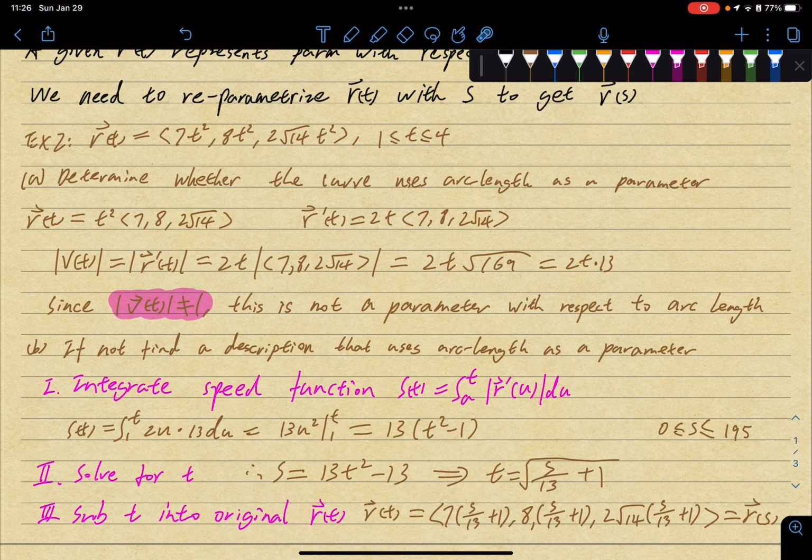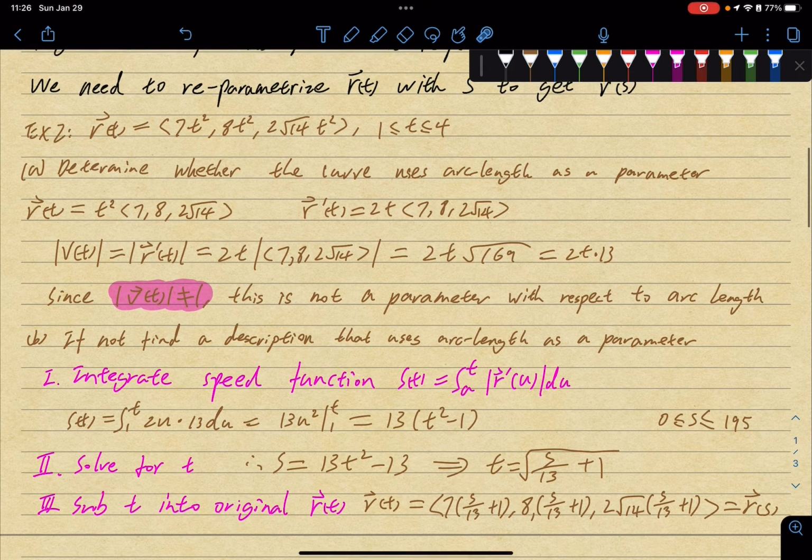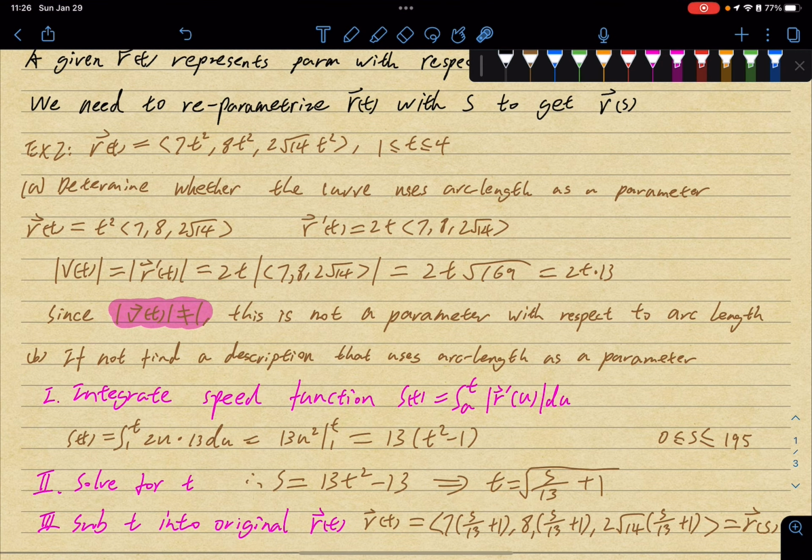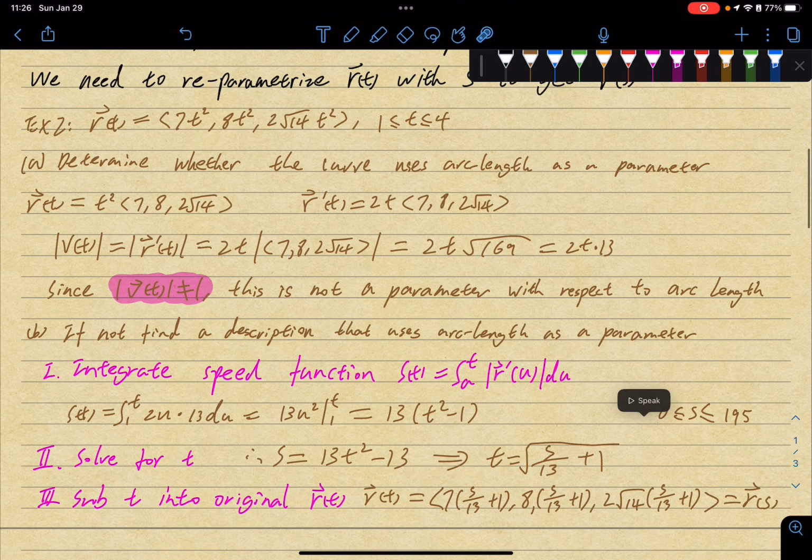Speed function of t, so we know that it's 2t times 13. We're replacing t with another variable u, which is just another variable. We integrate it, we get this scalar function, and so we have s equals 13 times t squared minus 1. We rearrange this equation to solve for t. Since s is this, we can rearrange it and get t equals this, just playing with algebra here.